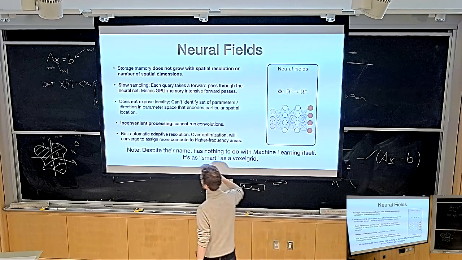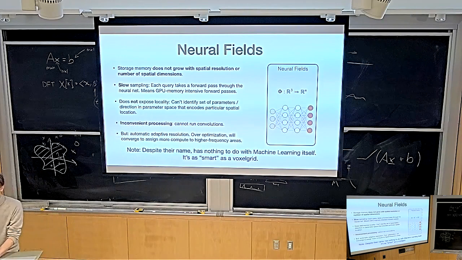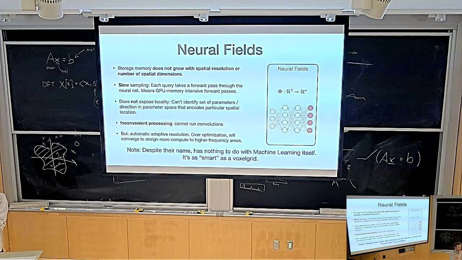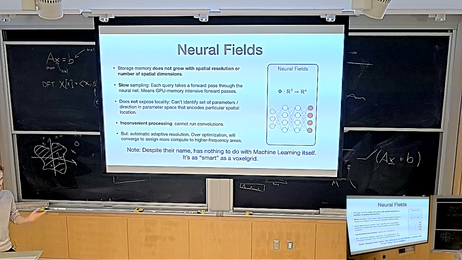Another problem with these neural fields, which by now there are some papers that try to fix, is that they don't expose localities. If you have an image, you can do a convolution on it. If I give you an image as a grid, you can stick it into a convolutional neural network, and it will filter the image. If I give you a neural field and ask you to compute the convolution of this neural field with some other kernel, that is really, really hard. It's as hard as doing the Fourier transform of a neural network. So convolving a signal that is parameterized as a neural field with something is really hard.